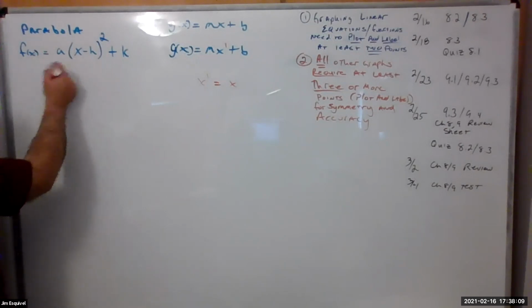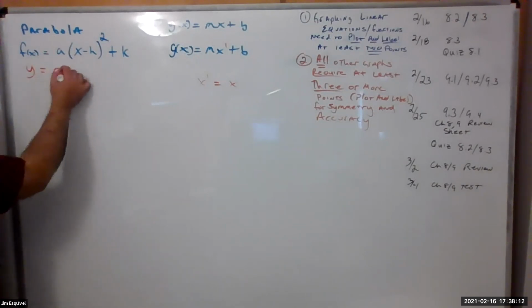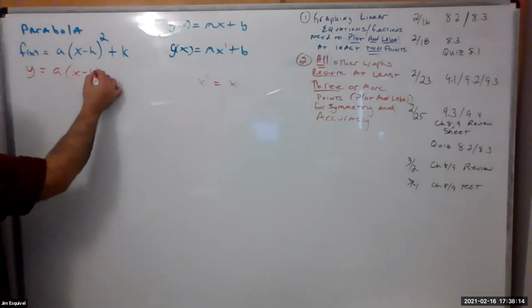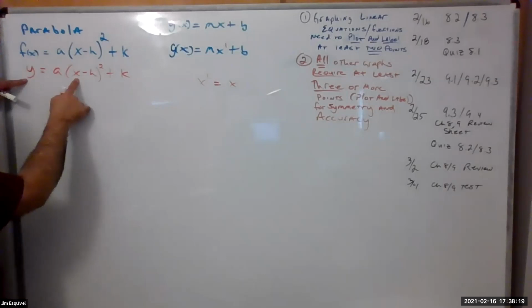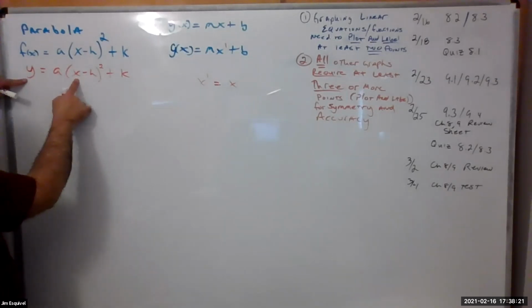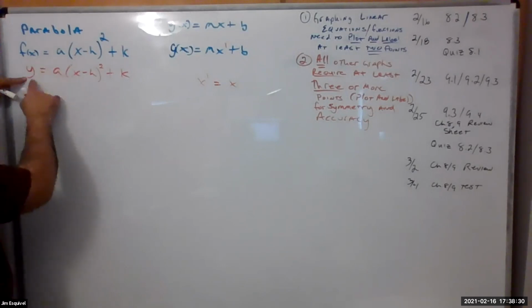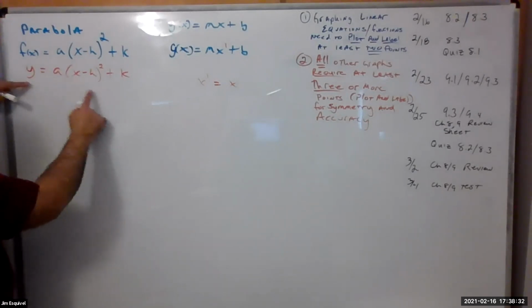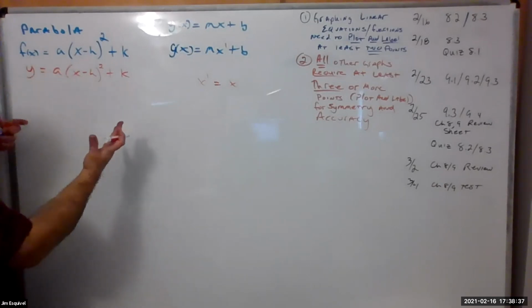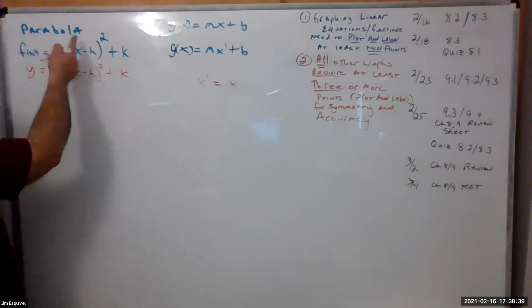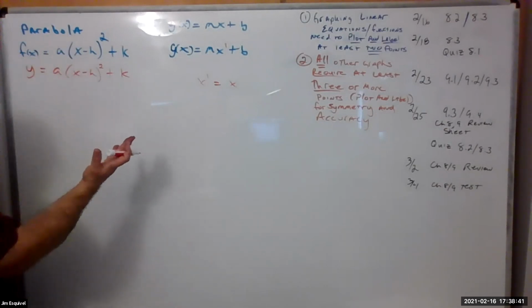Now remember, this is also y equals a times x minus h squared plus k. This x and the y are the ordered pairs. Those are all the points that you would get when you graph the equation. These are your x's and y's. This f of x is just the y value. But the a, the h, and the k tell you where that parabola is going to go and what it's going to look like.